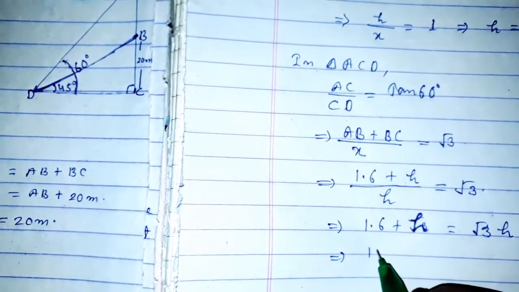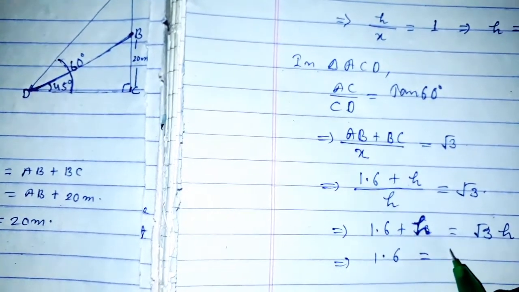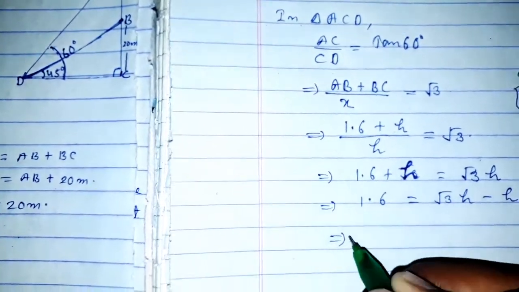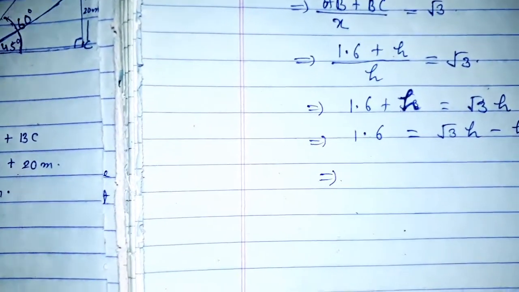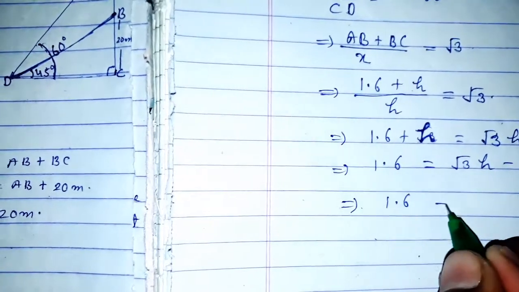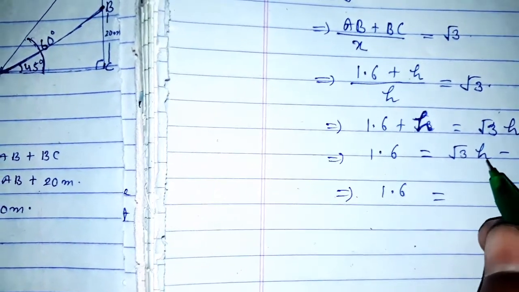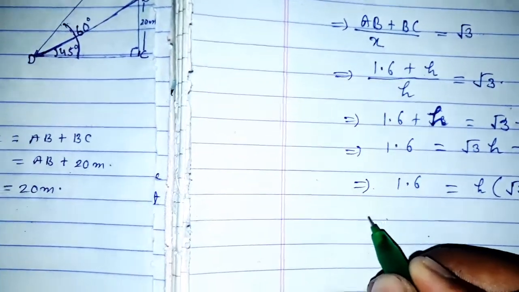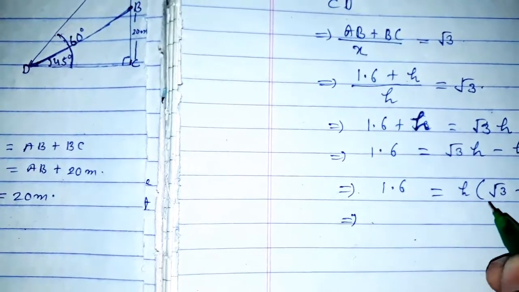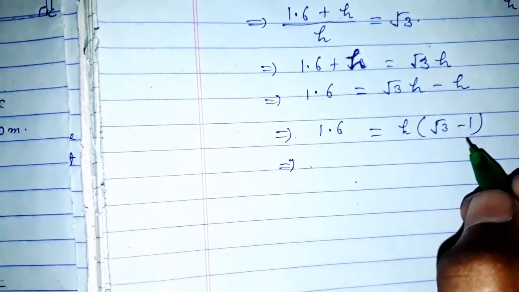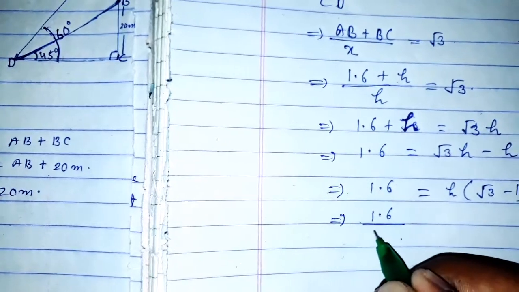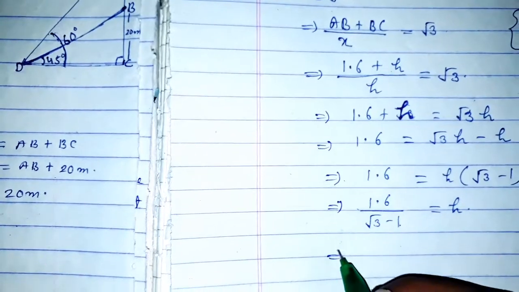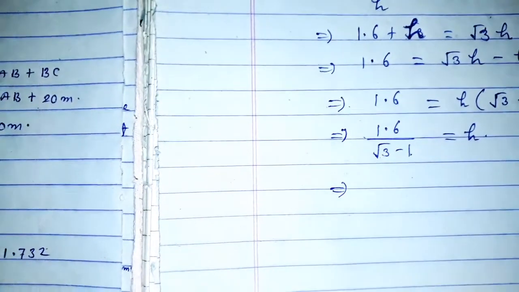Imply that 1.6 is equal to root 3 H minus H. Take the common value H, so this is 1.6 is equal to H times root 3 minus 1. So divide by the value of root 3 minus 1, so 1.6 upon root 3 minus 1 is equal to H. Rationalize the denominator.